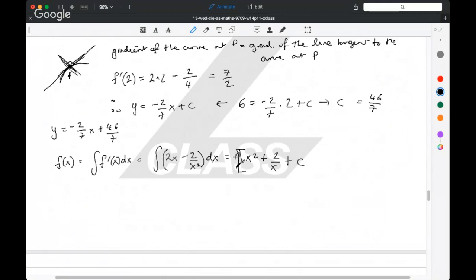Now I know that the point P is on this curve. So I plug in the point P. So f of 2 is equal to 6. That's the point P, which is equal to 4 plus 1 plus c. So c is equal to 1. So therefore, f of x is equal to x squared plus 2 over x plus c.